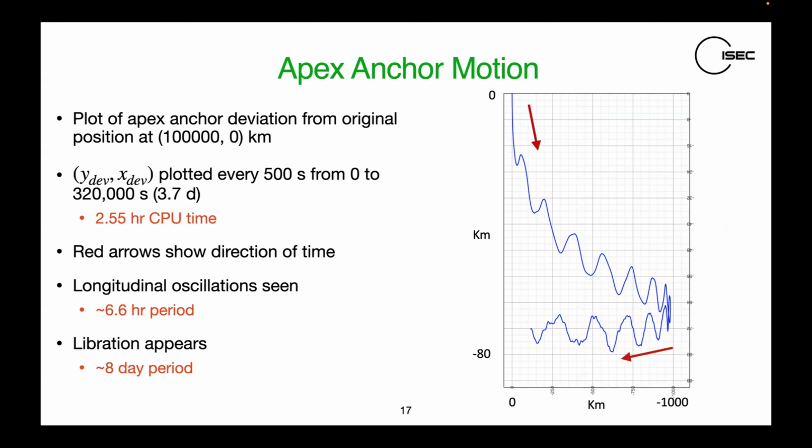Right now you can see that, as the climber starts to climb, it pulls down the apex anchor. And it continues to pull it down until you reach about minus 80 kilometers. So that's quite a depression in the altitude. On top of that, you can see superimposed some oscillations. These oscillations happen to directly correspond to the first normal mode of the longitudinal oscillations. So it was gratifying to see that that's coming through correctly.